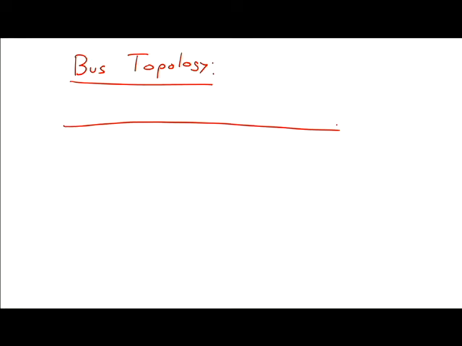So, bus topology. Okay? So what is a bus topology? You have this bus here, and then you have a node, let's say A. You have a node B. You have a node C, D. And maybe you have other nodes on either side.